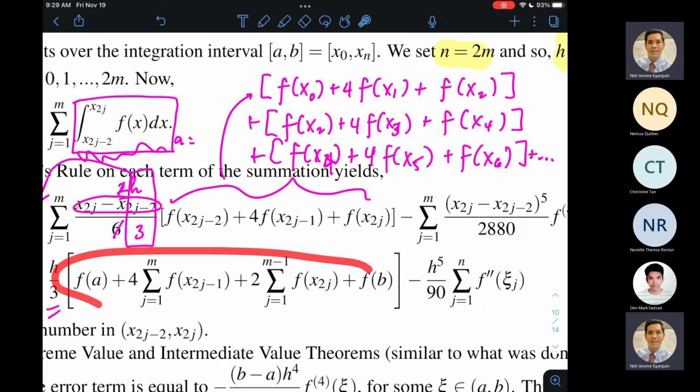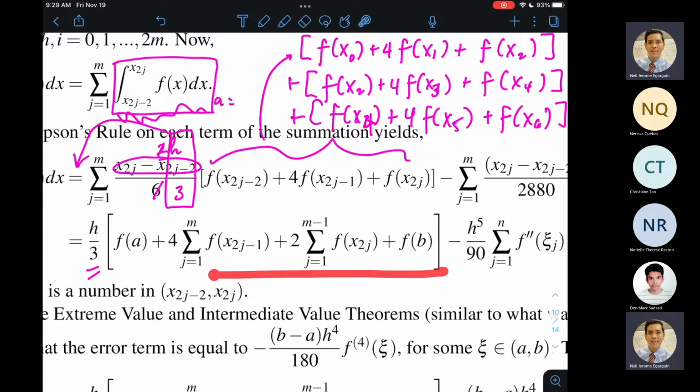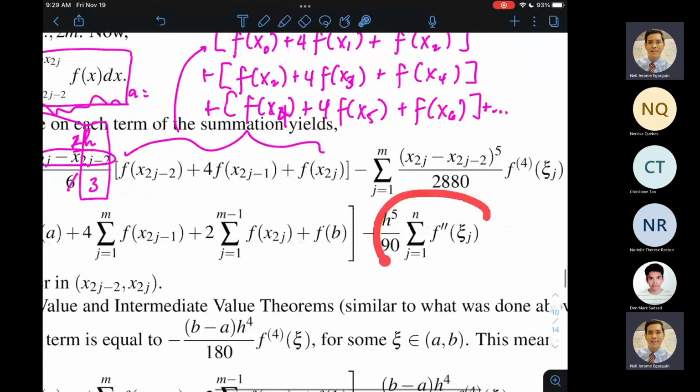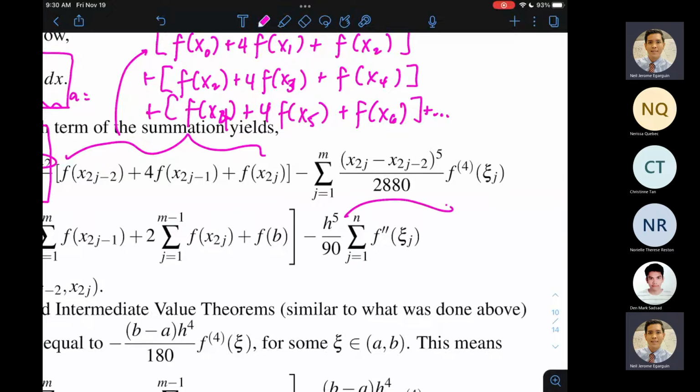Okay? So this guy is the composite Simpson's rule. Okay? And then the error term is just the summation of those error terms. So minus h to the fifth over 90 of the sum of the f double primes. Bakit siya naging h to the fifth over 90? Because remember, we'll have this guy is 2h to the fifth all over 2880. So we'll have here 2 to the fifth, which is 32. It shares a common factor with 2880. So pag nilowest terms natin, magiging 1 over 90 lamang. So kaya naging h to the fifth over 90 lamang ito.